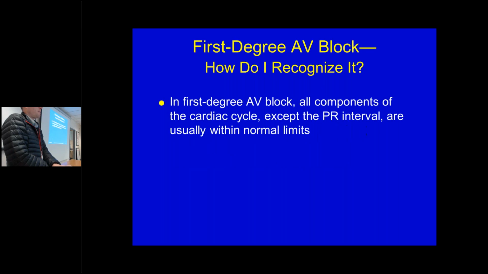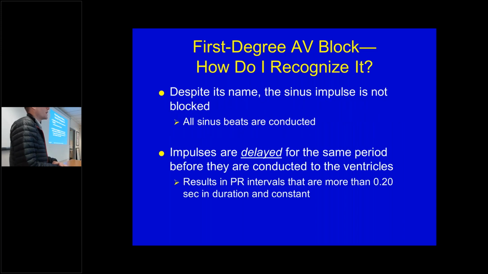First degree AV block. So how do we recognize it? Everything with a first degree AV block is normal in the PQRS complex, except for the PR interval. What happens to the PR interval? Good. So the PR interval is more than what? 0.2, right. But everything else is normal. And there's no skipped beats.